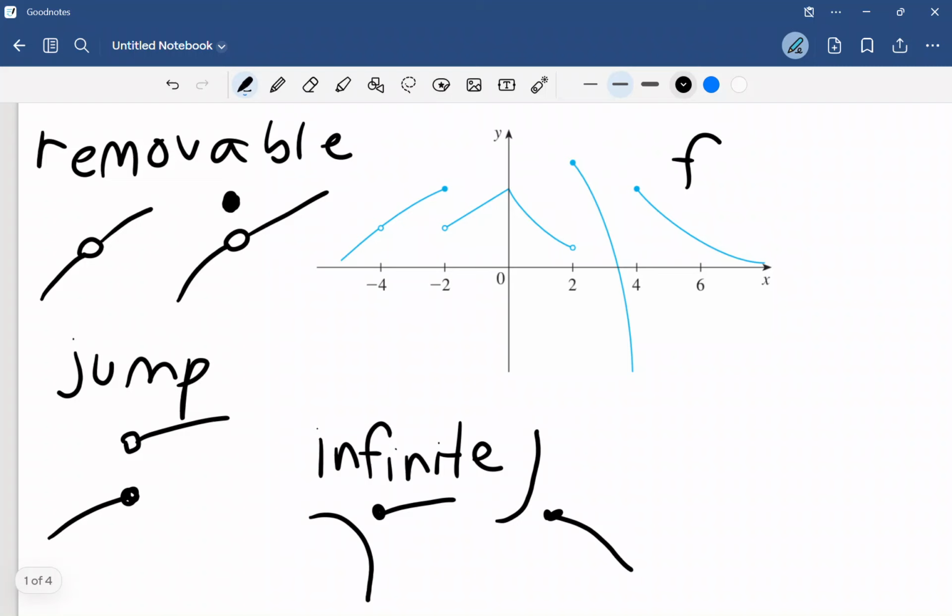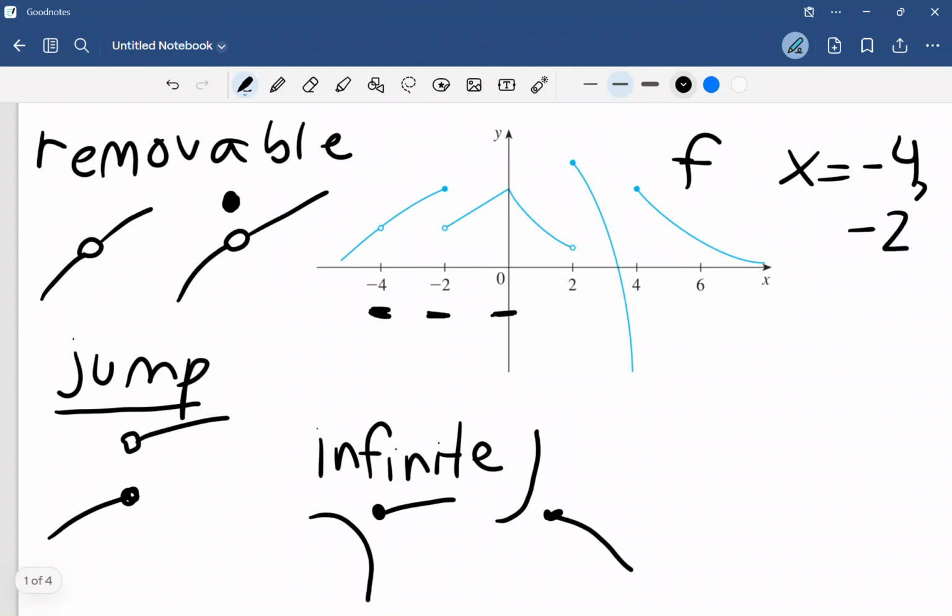So now let's look at our graph of f. Let's start from left to right. We see that at x is equal to -4, f is not defined. So that means we have a removable discontinuity at x is equal to -4, I mean. At x is equal to -2, we have a jump discontinuity, just like we saw earlier in our picture over here. So we know that f is discontinuous at x is equal to -2.